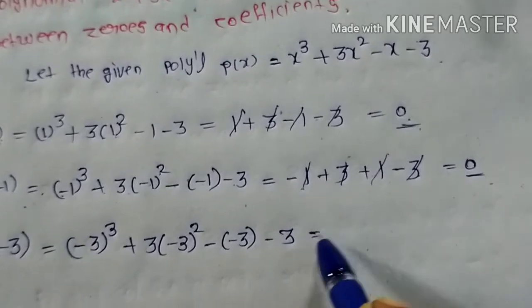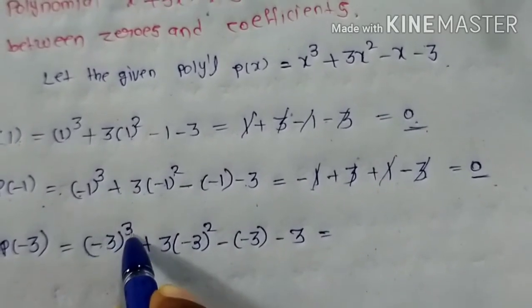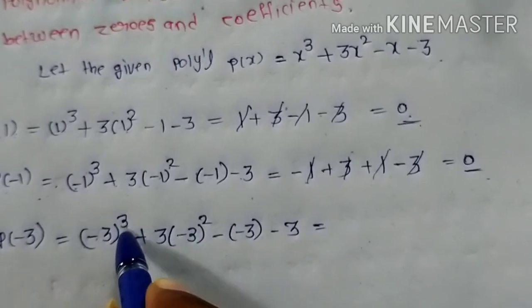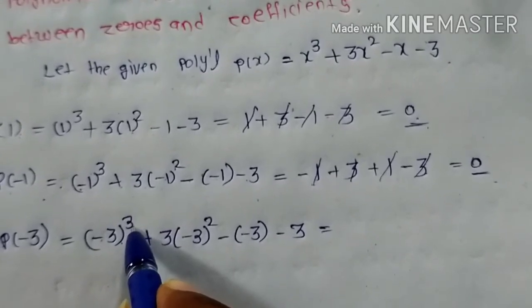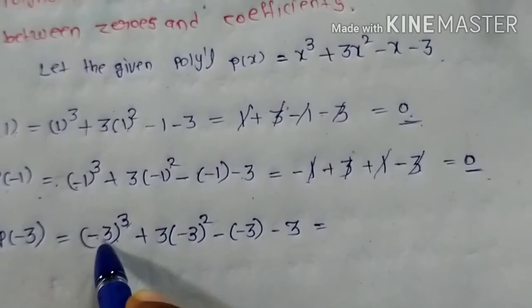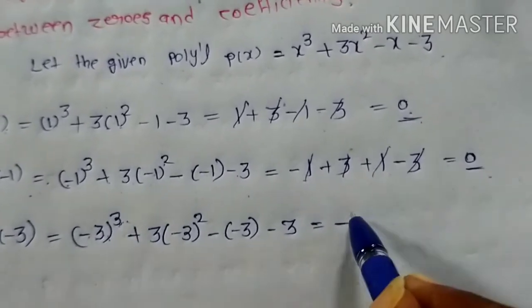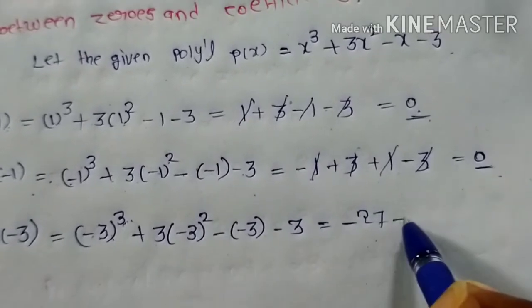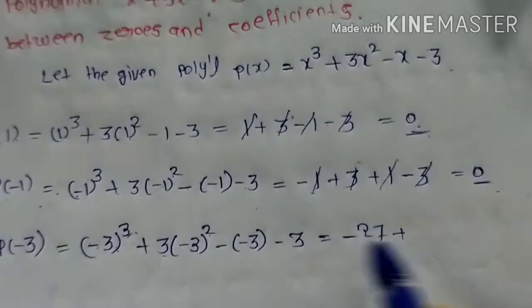Just you can see here minus 3 whole cube. That means here, see, exponent is different from base. Here minus 3 is the base. 3 is the exponent. That means minus into minus plus, plus into minus. Minus 3 cube is how much? 27. Minus 27. See here plus. Minus 3 whole square is how much? 9. 9 into 3 is how much? 27.